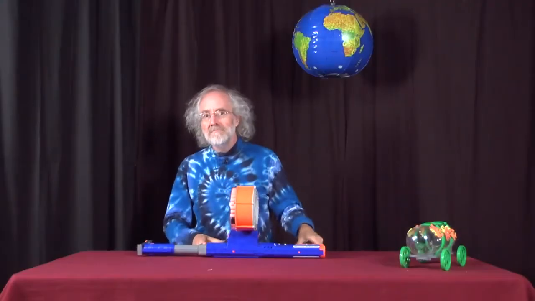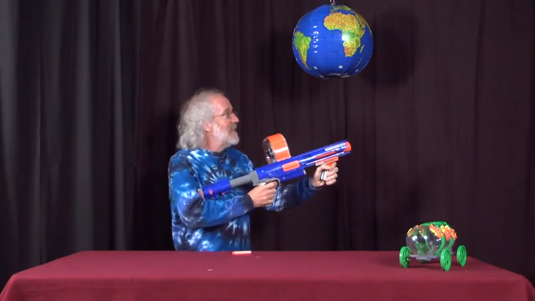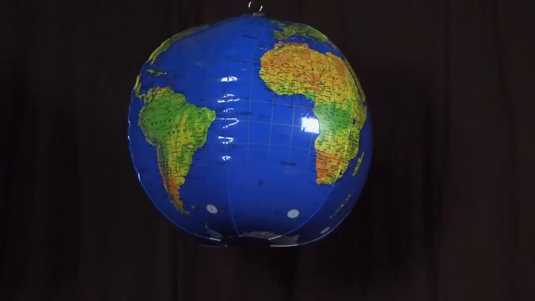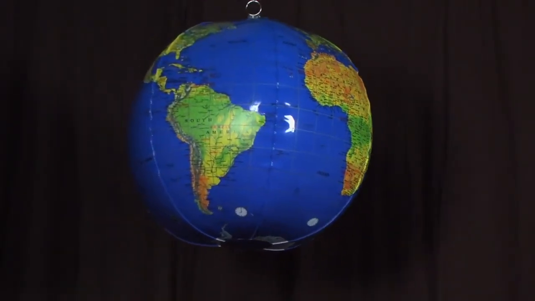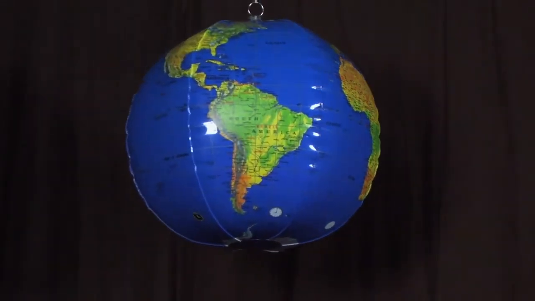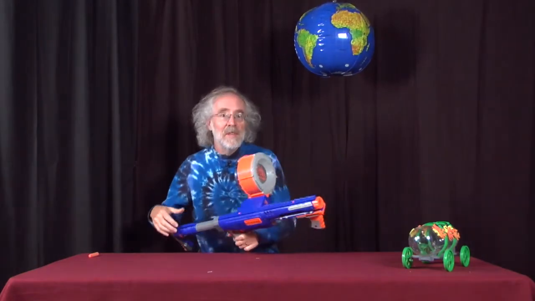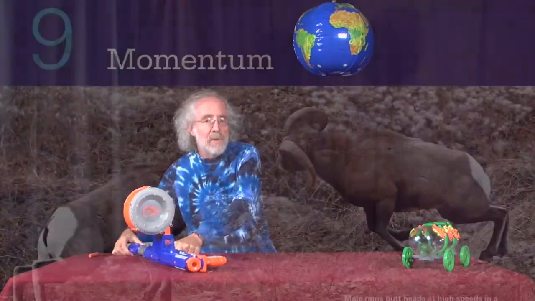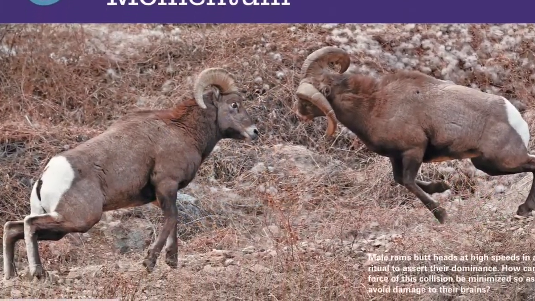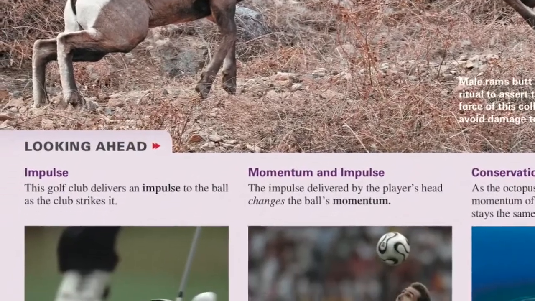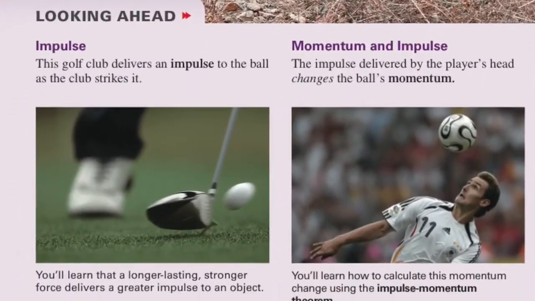What kind of problems? Problems like this. If I take one of these darts and I fire it at the hanging globe, it gives the globe a little bit of a kick. And you can see it pushes the globe a little bit to the side. Now, the forces in that interaction are very complicated. But we can analyze the problem very simply if we use two terms, impulse and momentum. Those are the terms that are the subject of this chapter, and we're going to look at them in turn. We're going to start with impulse.